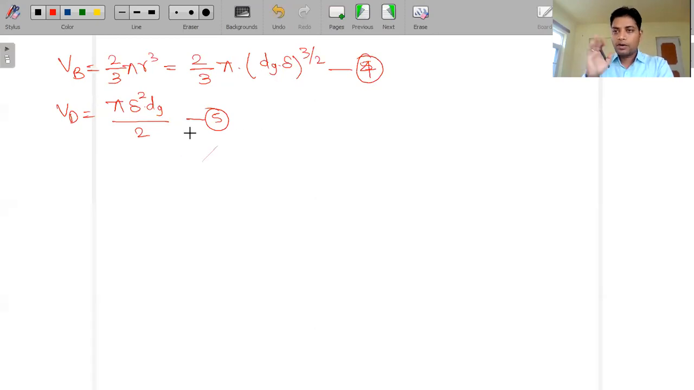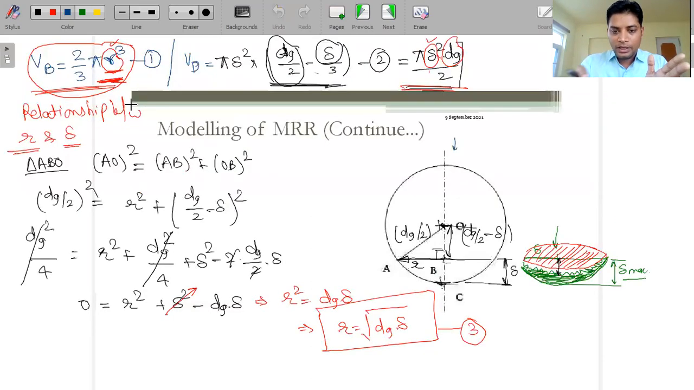Now we are going to calculate the material removal rate. But if we calculate it right now, then we get that value in terms of delta. And the same thing I told you in the past, that we have to convert both these volumes in the same term, meaning either you should keep it in r or in delta.